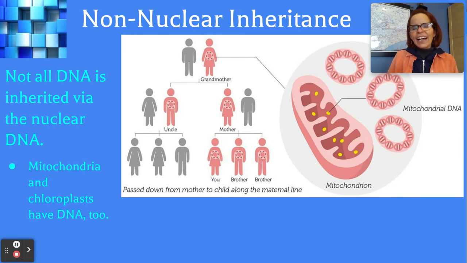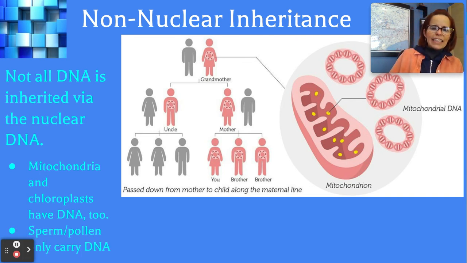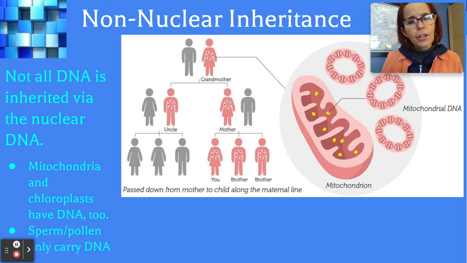All right, non-nuclear inheritance. For the most part, in a genetics class, we talk about the nucleus and we talk about our DNA. But we learned a while back that mitochondria and chloroplasts have their own DNA and that they replicate on their own. So there are traits that are carried in the mitochondria that get passed on. And interestingly, they only get passed on through the mother.